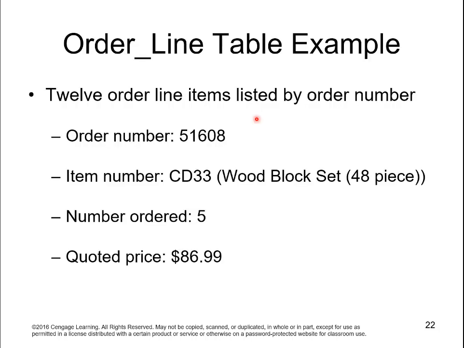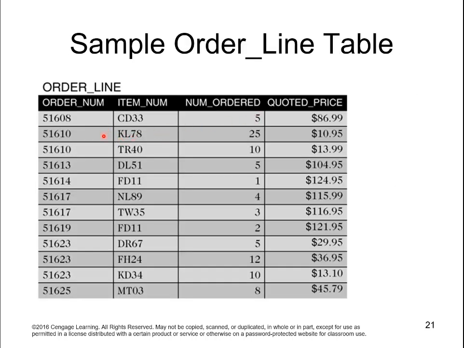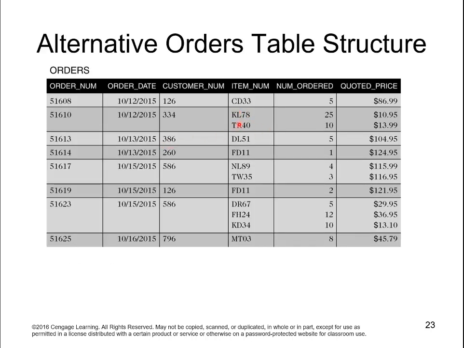So in this, it's similar, except that this one really is breaking up the data. This one is kind of clumping the data together. And you can see that in that first one we looked at, 51608 has only one line. 51610 has 2 line items. So does 51617, it also has 2 line items. So this is an alternative way.